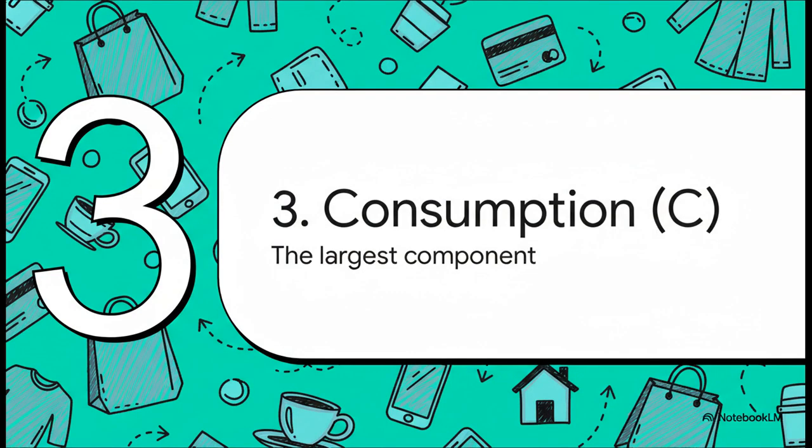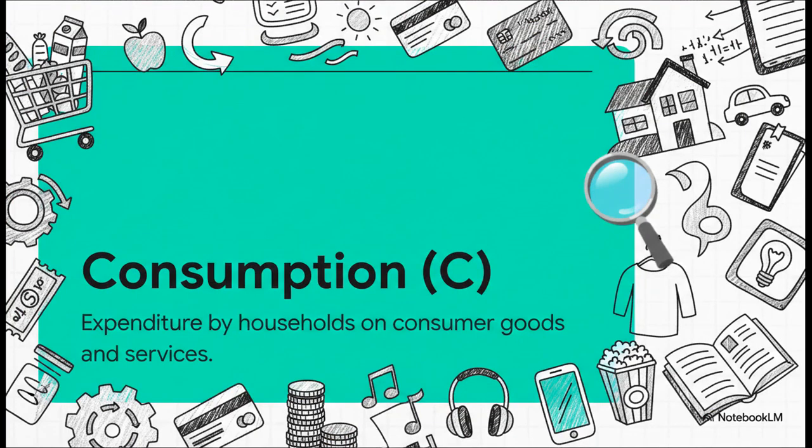All right, let's tackle the first and, in most developed economies, the biggest piece of the puzzle, consumption. Consumption, or C, is pretty straightforward. It's just all the spending that households do on the goods and services they buy. This covers almost everything an individual or a family purchases to meet their daily wants and needs.